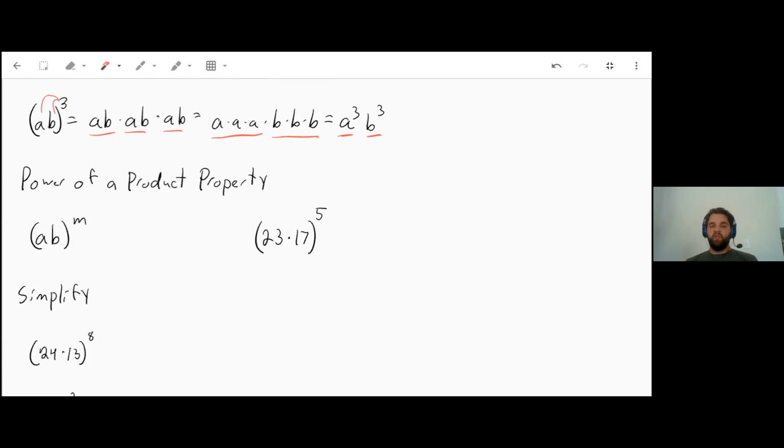So let's go and use this with a few other examples. So AB to the M would be the same as A to the M times B to the M. The next one would be the same as 23 to the fifth times 17 to the fifth. And if you multiplied that out on your calculator and also tried it out as multiplying them first and then raising them to that power, you'd come up with the same answer. So that's kind of cool.